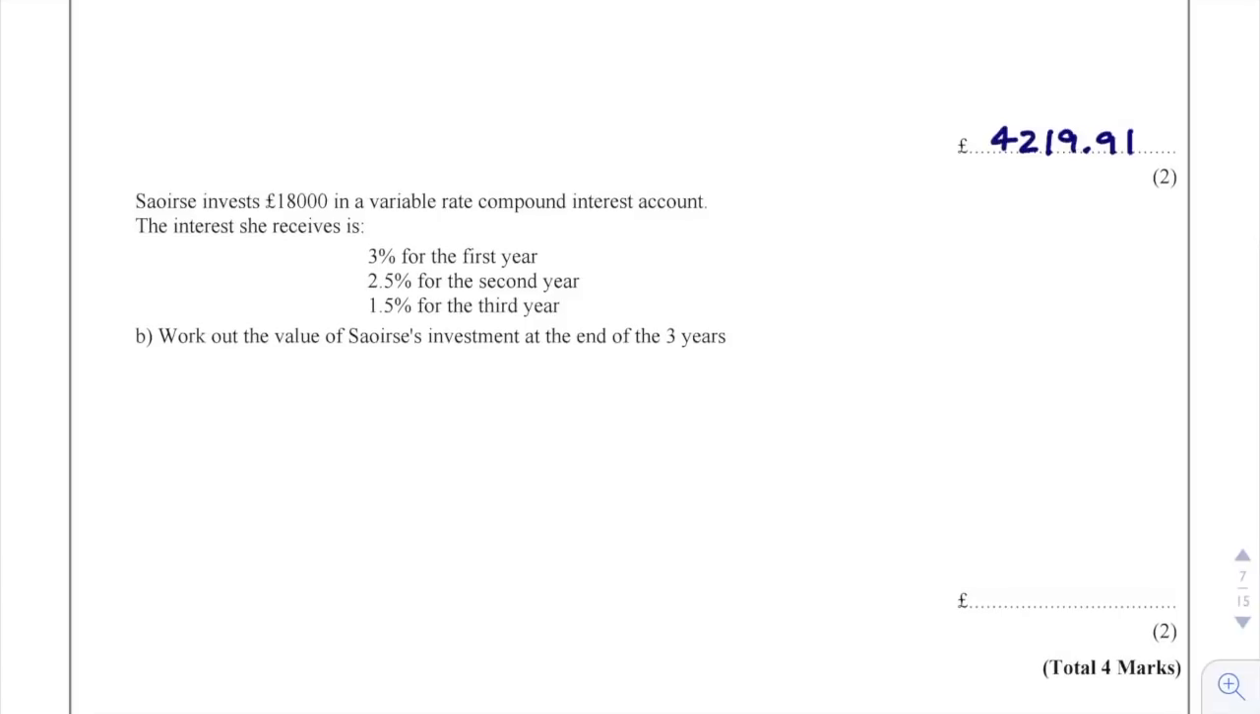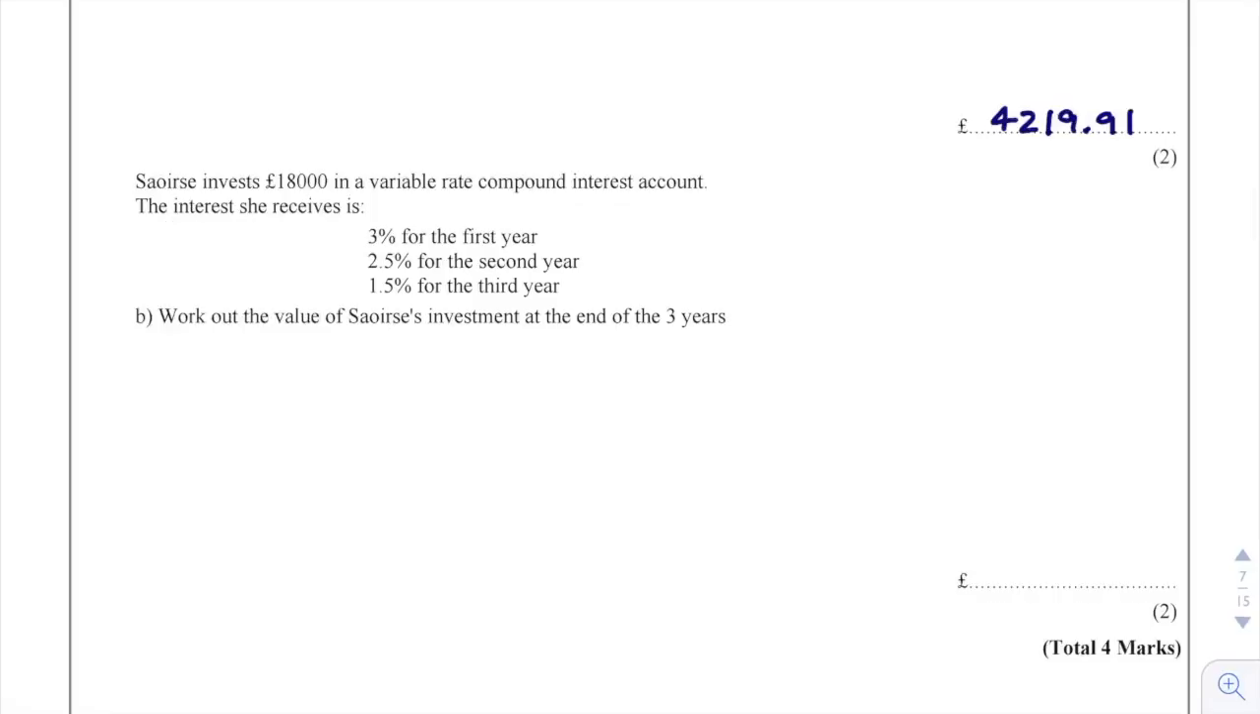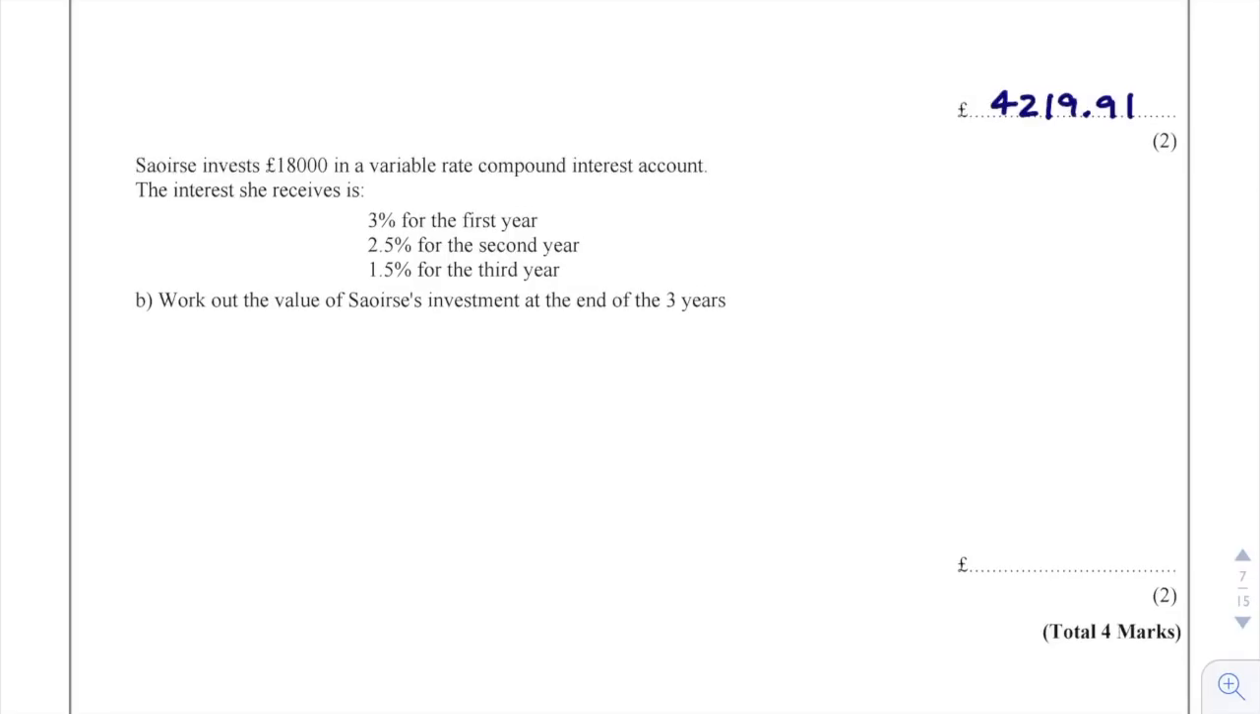So the second part says Seisha, if I'm pronouncing that right, invests £18,000 in a variable rate compound interest account. The interest she receives is 3% for the first year, 2.5% for the second year, 1.5% for the third year. Work out the value of Seisha's investment at the end of the 3 years.